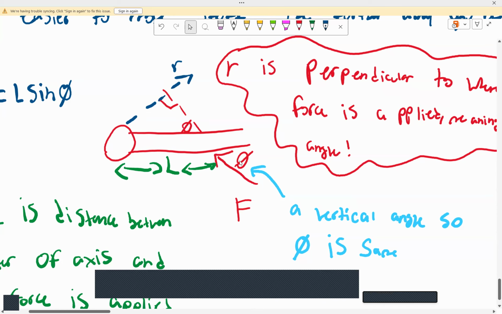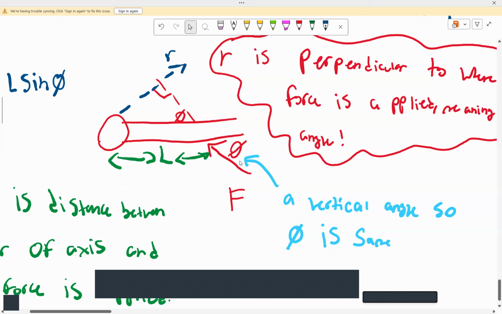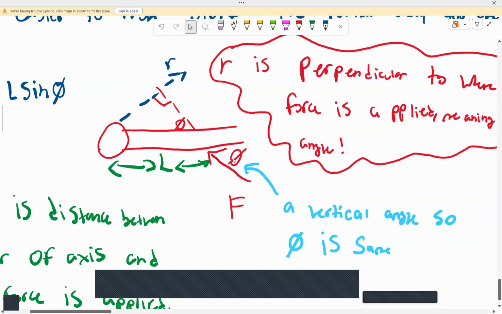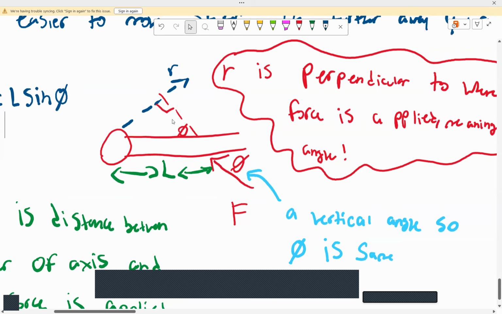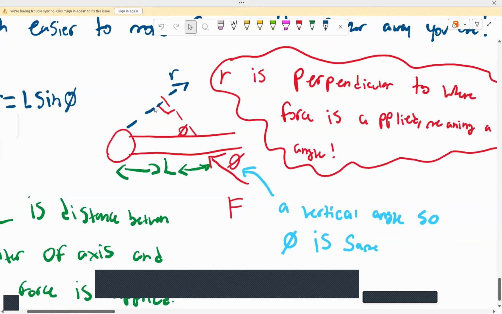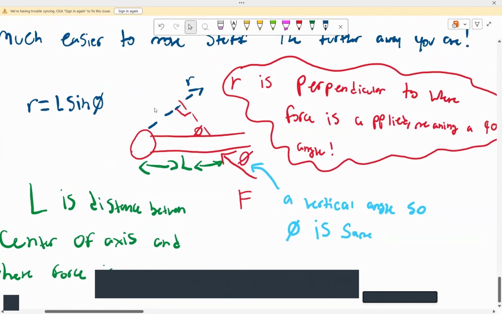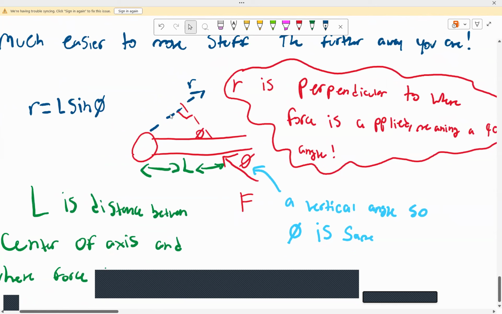I have a vertical angle, so theta is the same between here. This is simple geometry, right? They're on opposing sides, so theta will be the same. Then, because you're trying to find the moment arm, R equals L. So that length.